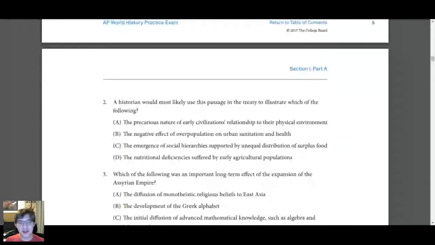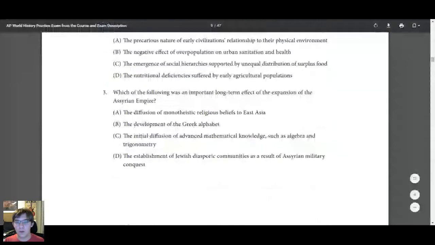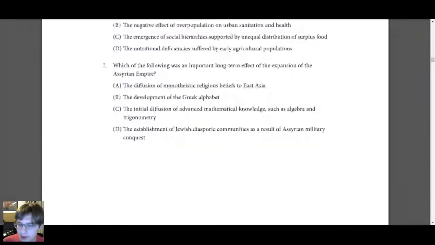So question 3. An eye for an eye. I mean, this was the Assyrian Empire, not the Babylonian, but it's a similar concept. Which of the following was an important long-term effect of the expansion of the Assyrian Empire? A, the diffusion of monotheistic religious beliefs to East Asia. B, the development of the Greek alphabet. C, the initial diffusion of advanced mathematical knowledge such as algebra and trigonometry. Or D, the establishment of Jewish diasporic communities as a result of Assyrian military conquest.